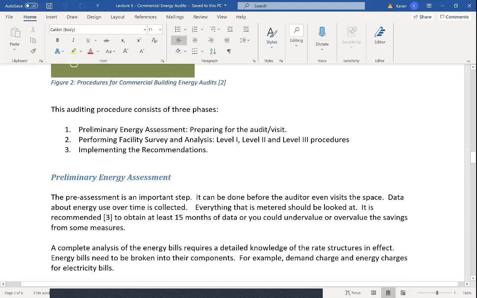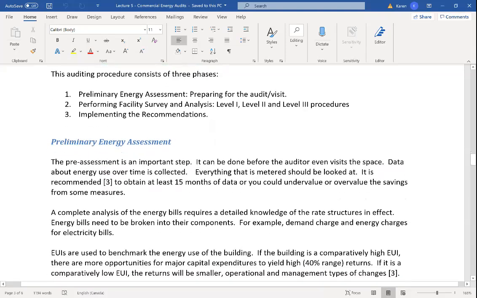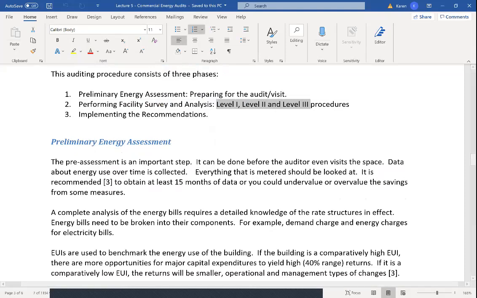But I want to summarize the 3 phases that are in here. There's a preliminary phase. Then there's level 1, 2, and 3. Then there's implementing. So there are 3 phases. The 3 phases are not level 1, 2, and 3. The 3 phases, level 1, level 2, and level 3, all exist in the second phase only.